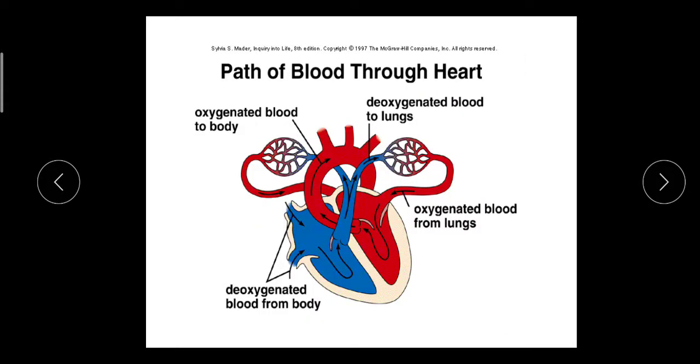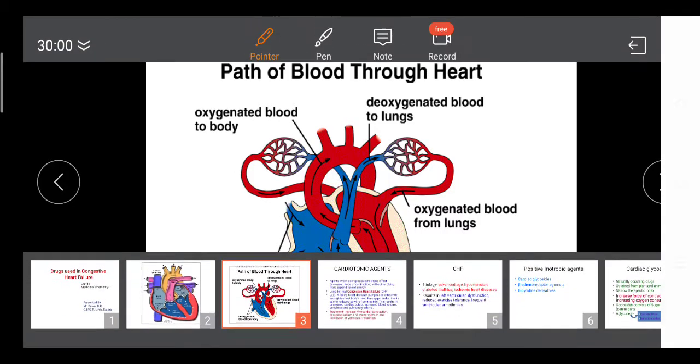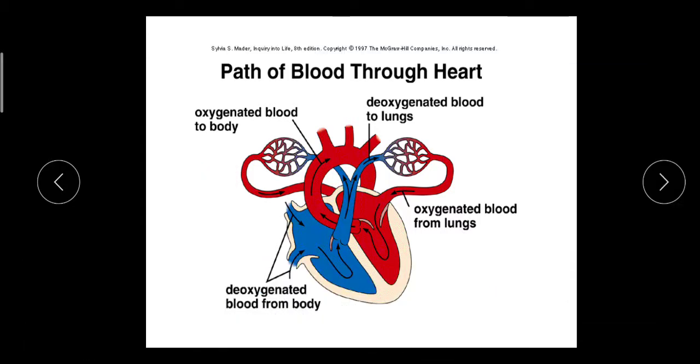Here you can see the path of blood through the heart. Oxygenated blood here, deoxygenated blood from the body comes into the right ventricle, and it is pumped out, and through the lungs it is purified, and the purified blood comes into the left atrium, then the left ventricle, and it is pumped out through the aorta, and it is supplied to the different organs of the body.